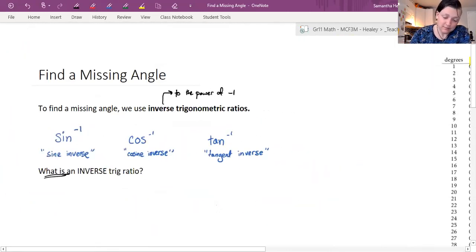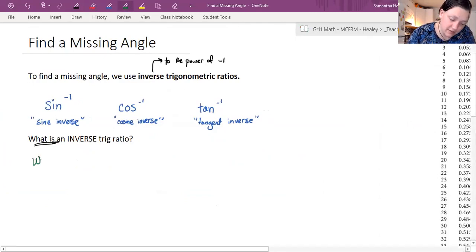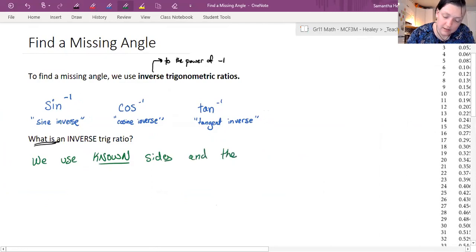I'm going to write that down. We use known sides and calculate the ratio between them.